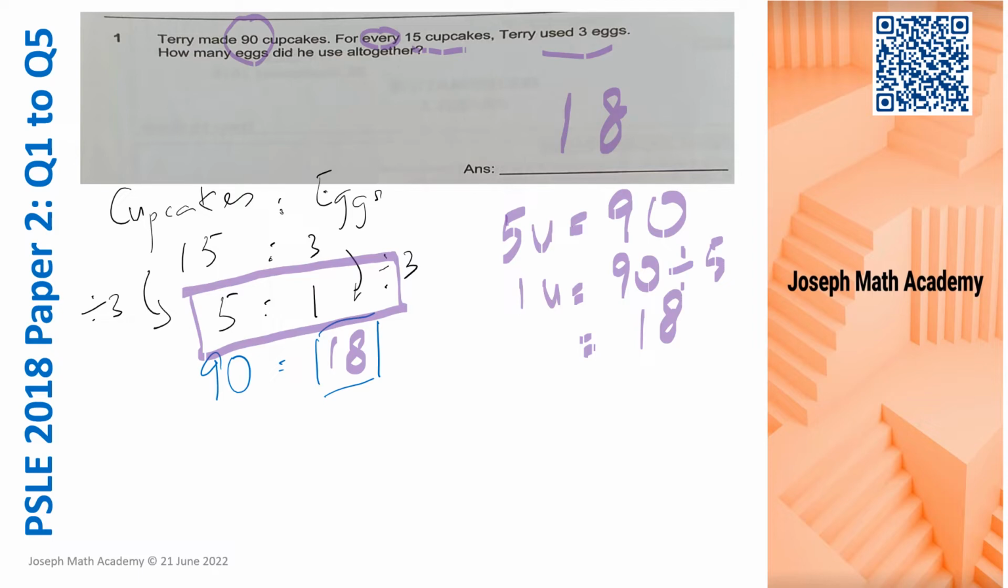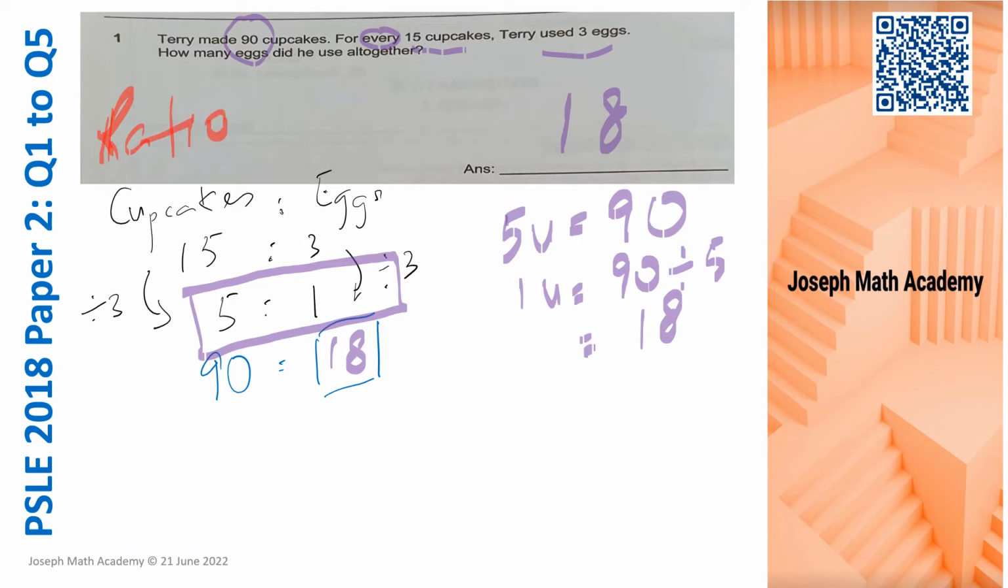So number 1 is quite easily done. So we just need to pick up the important keywords for every. So when you see for every, immediately we know it is a ratio concept.